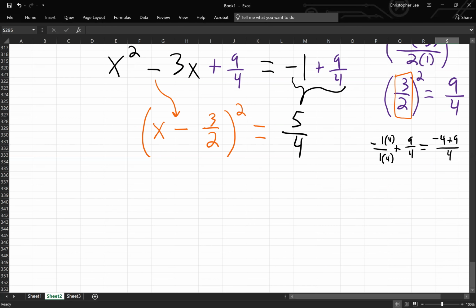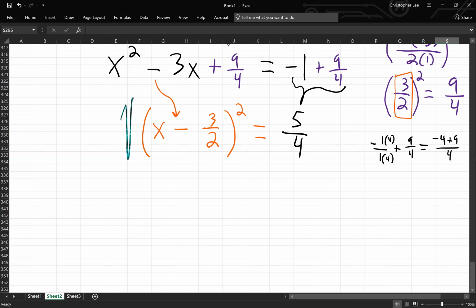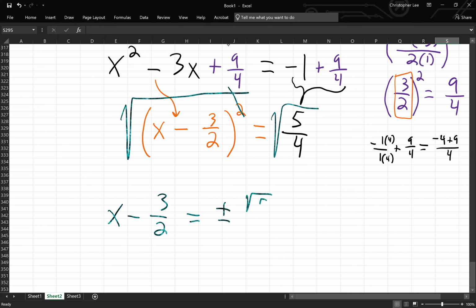Somebody tell me. I'm going to do this in a different color so it pops. Radical, right? I'm going to get rid of the square. So I'm going to square root this side, but what I do to one side, I have to do to the other. So now let's look at what I have. I have x minus 3/2 is equal to plus or minus, check this out, √5 over √4, right?